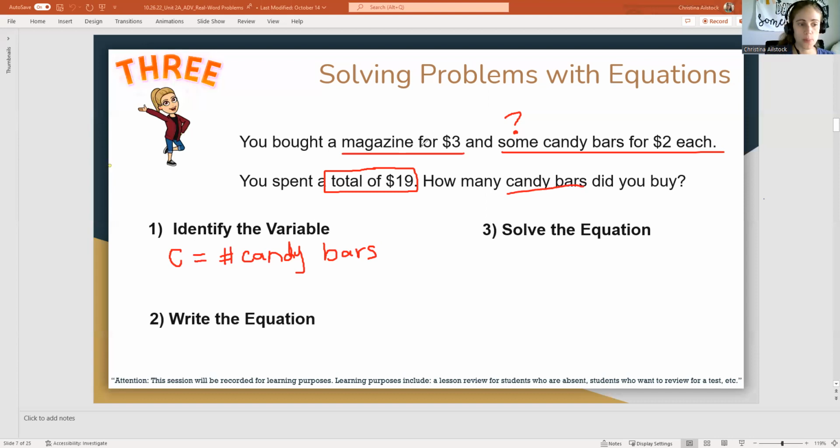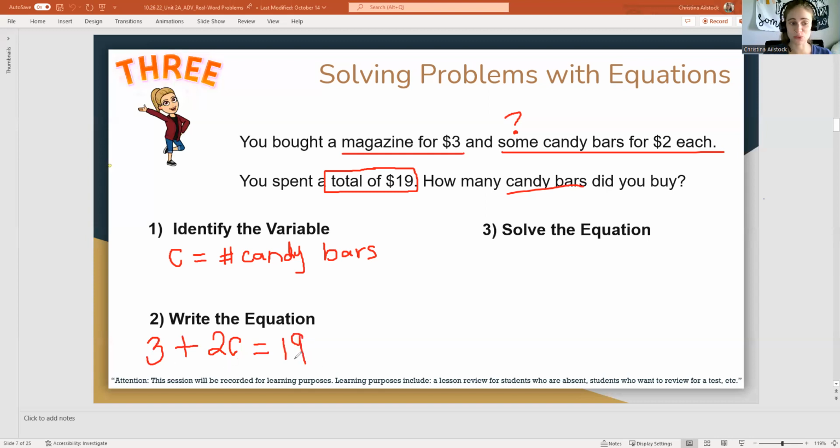Well, we know we bought a magazine for $3. So $3 was spent. And I bought some amount of candy bars for $2 each. So if I'm also buying that, it's going to be addition because both things are being purchased. And I know the candy bars cost $2 each, but I don't know how many I bought. So that'll be 2C to represent it's $2 for every candy bar. And then I spent a total of $19. Well, if that's my total, that is what we are equal to.